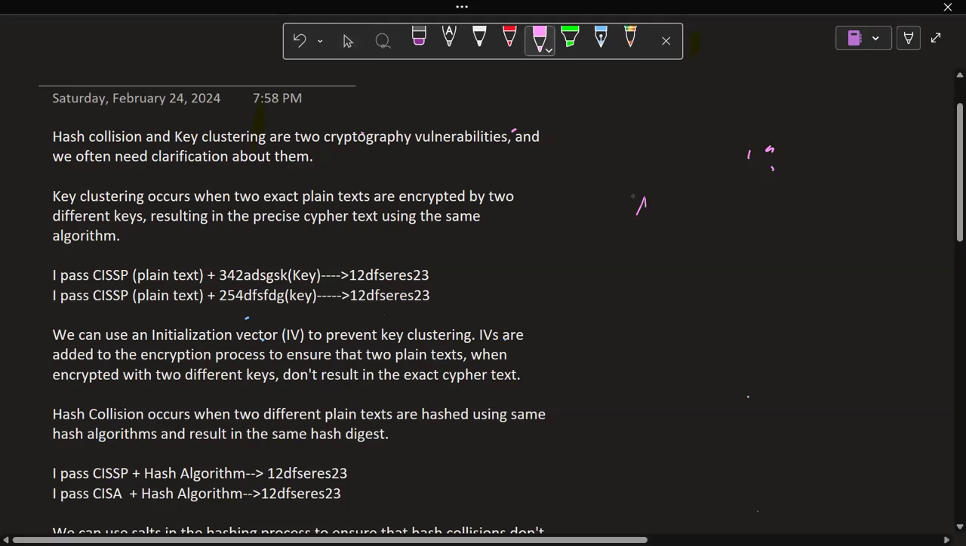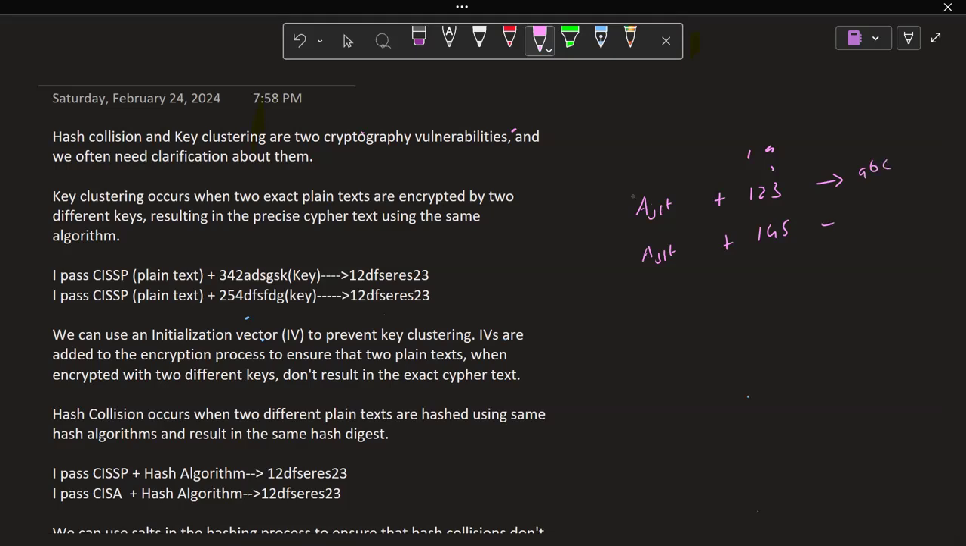For example, I'm encrypting Ajit and Ajit with two different keys, 123 and 145. If it results in the same ciphertext, ABC, then this is called key clustering. This condition is not desirable. In another example, there are two same plain texts, I pass CISSP, I pass CISSP, and we have used two different keys. One starts with 342 and the second starts with 254. In both cases, the ciphertexts are the same. This condition is not desirable.